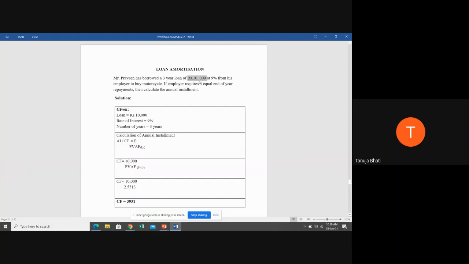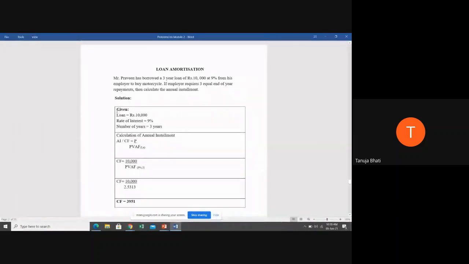Today, Praveen is taking a loan of 10,000 rupees at 9% from his employer to buy a motorcycle. So he is taking it at a rate of interest of 9%. If the employer requires 3 equal end of year repayments, meaning the repayment should be done within 3 years but the amount should be equal, then calculate the annual installment. We need to know the cash flow that Mr. Praveen needs to pay every year so that the loan amount is recovered.